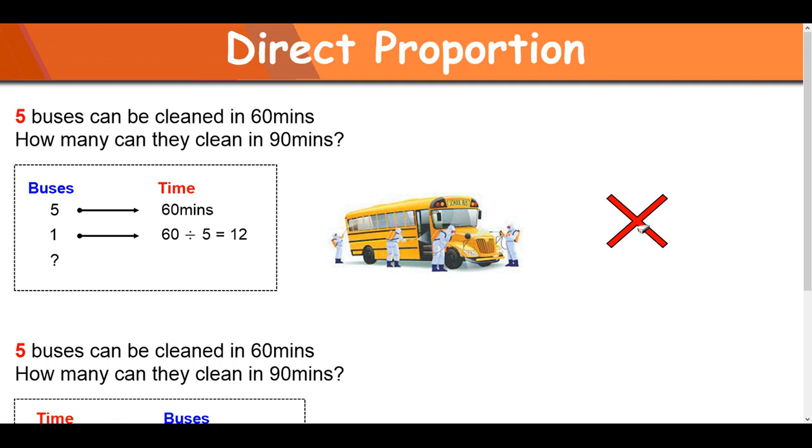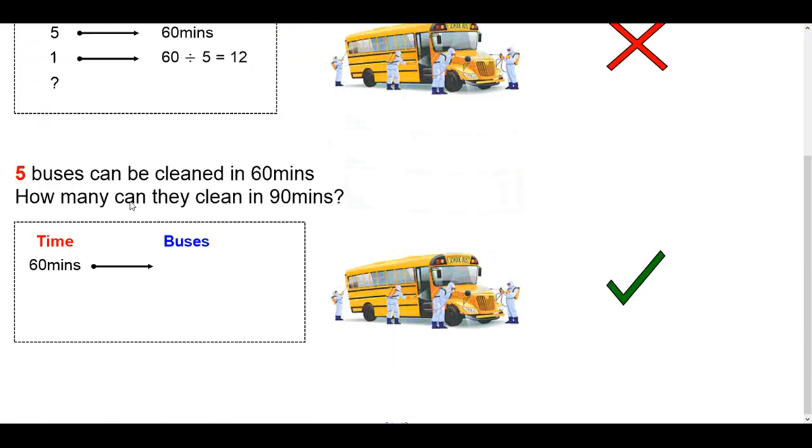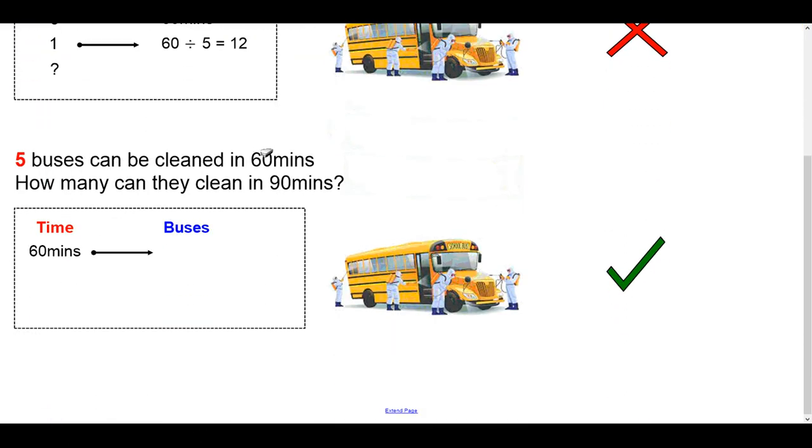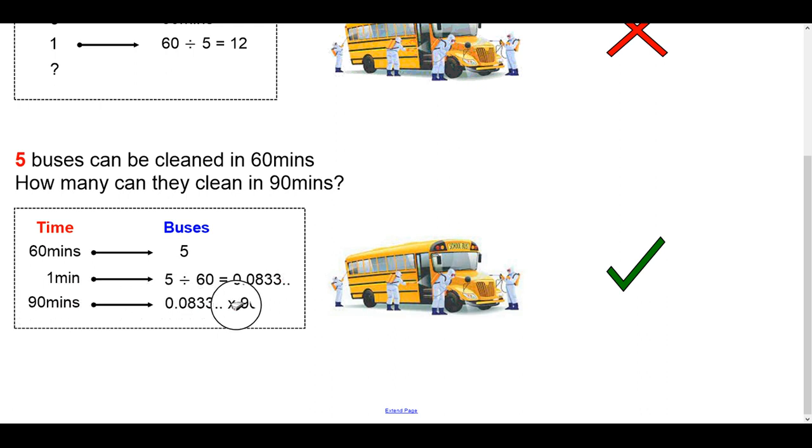Now the reason this is wrong here, I've got a cross, is because you started doing calculations on the number of buses when it's really the number of minutes you should be trying to work out. The minutes should come first. So let's look at that again. 5 buses can be cleaned in 60 minutes. So you're saying 60 minutes, 5 buses. Let's work out what 1 minute would be by dividing by 60. So 5 divided by 60, and that's going to give us 0.0833. Leave that in your calculator. Then to work out 90 minutes, just times that number by 90 and you'll get 7.5 buses.